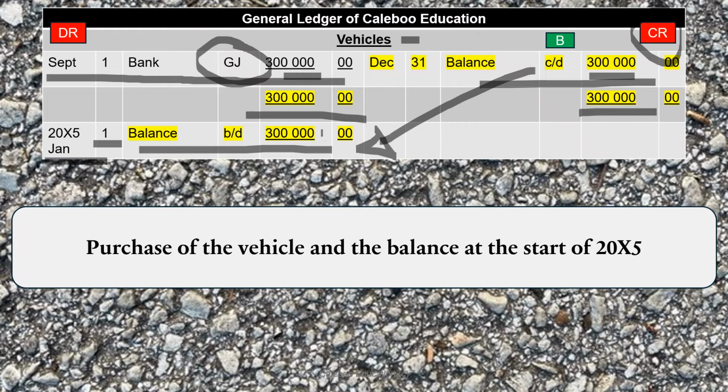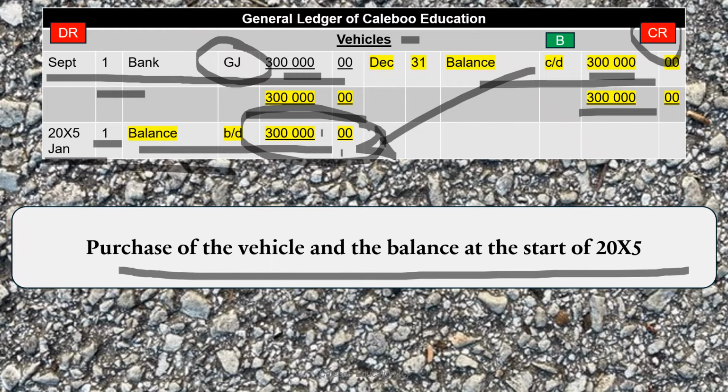Well, they cost us $300,000, as in an asset account like vehicles, the historical cost price is recorded, and that balance resulted from a purchase in September. So we start the new year with a balance of 300,000. Purchase of the vehicle and the balance at the start of 2005.